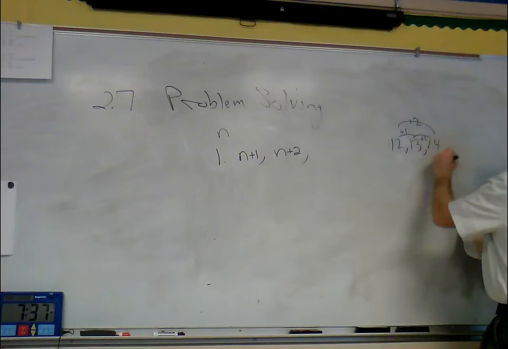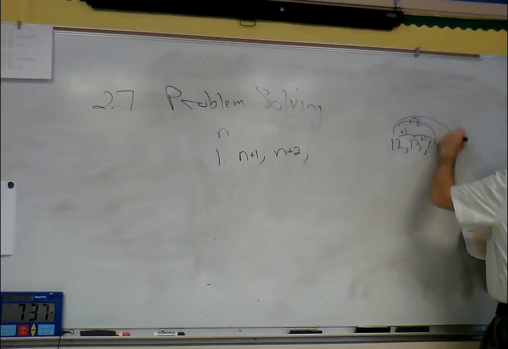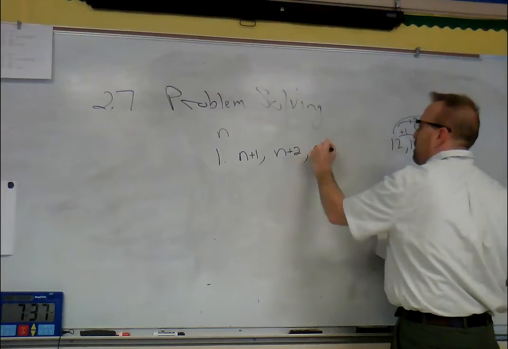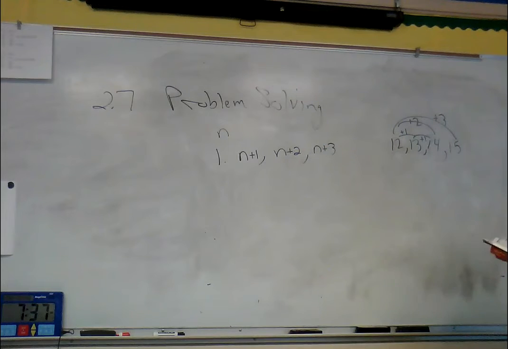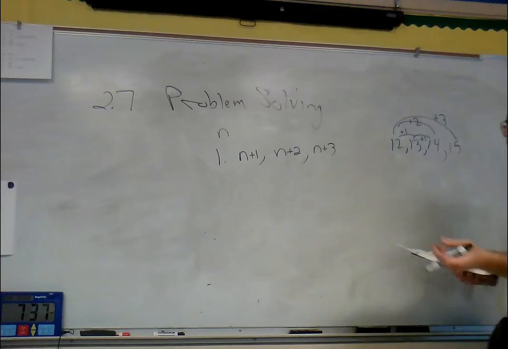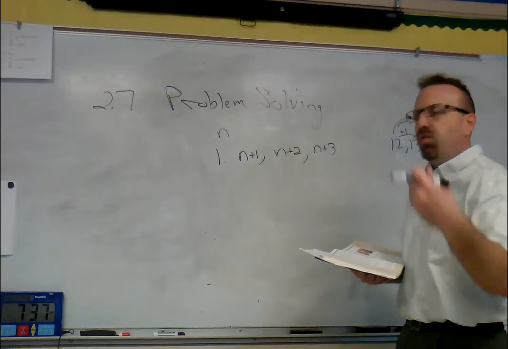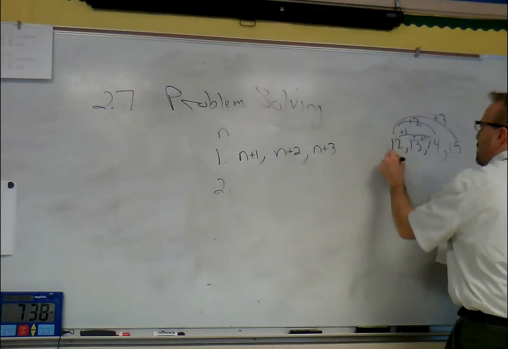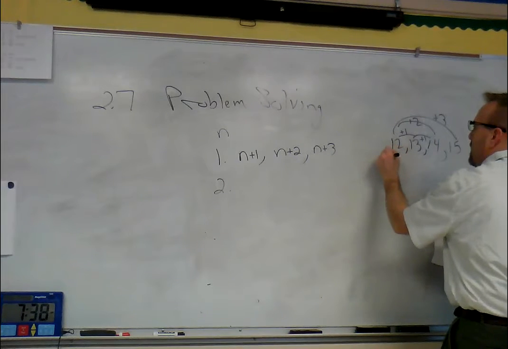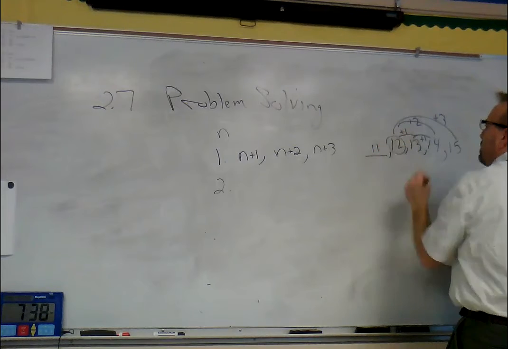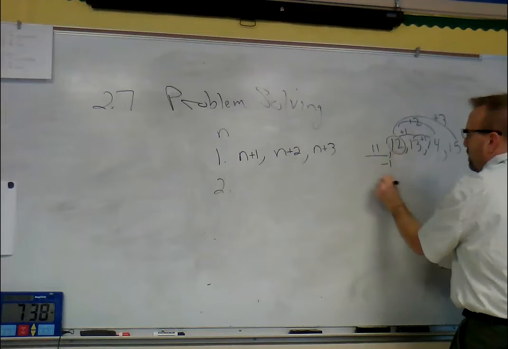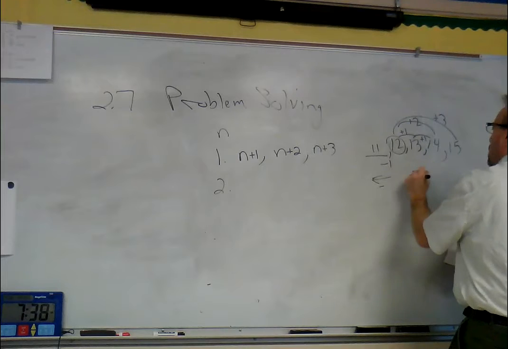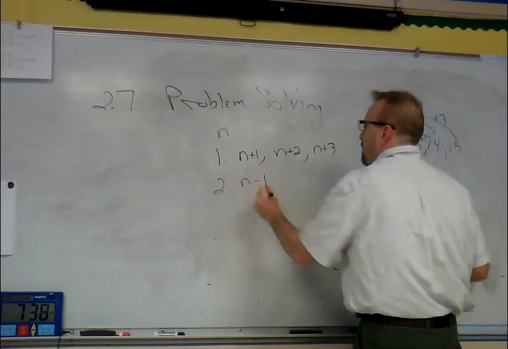So then what would the third one be? What did we have to add? 3. So it's n plus 3. Okay, so if they're consecutive, we're getting bigger by 1 each time. The next one says write the integer that immediately precedes. So precede is before. So what number is before n? n minus 1. So here it would be 11. How did we get 11 using 12? We minus 1. So if you're going this way, it's minus. This way, it's plus. So here we took away 1.